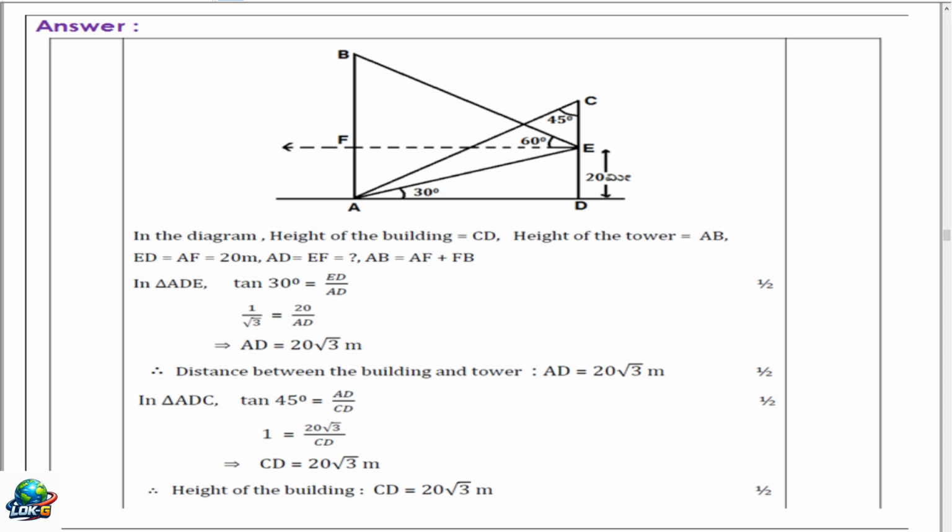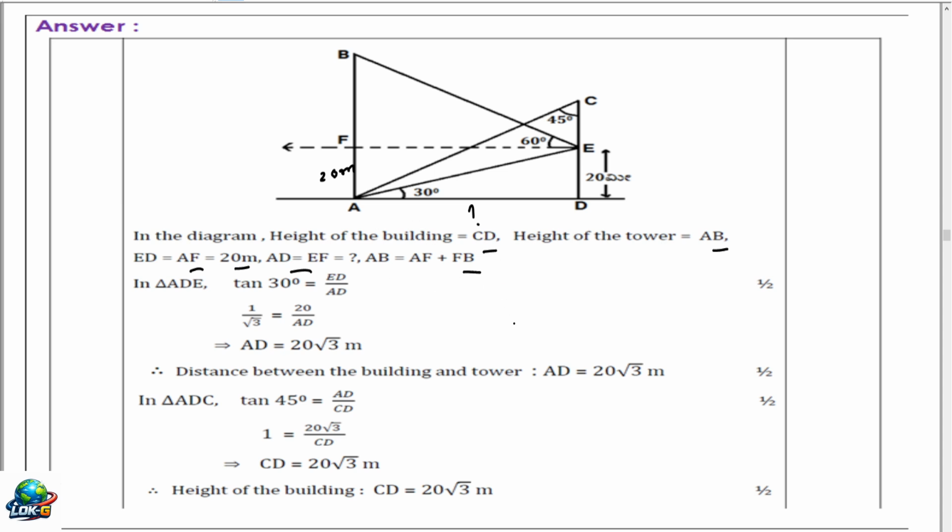Again, I have taken the same diagram here. In the diagram, height of the building is CD, height of the tower is AB, right? ED is equal to AF is equal to 20. When this is 20, this will also be 20 meter because they are parallel lines. AD is equal to EF. This is asked. And AB is equal to, where is AB? Yes, AB is equal to AF plus FB.